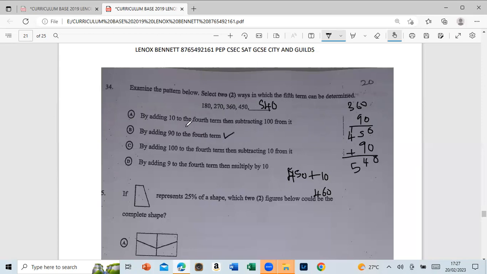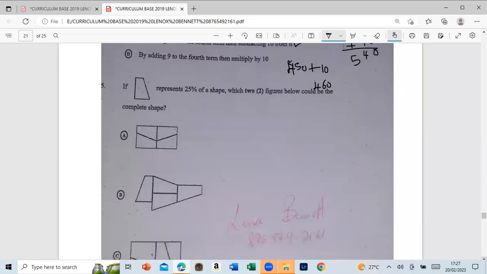By adding 90 to the fourth term, that would be correct. That's the pattern. And it says by adding 100 to the fourth term and then subtracting 10 from it. So that is indeed these two. So that will be B and C. So these will be our answer to get the fifth term. Adding 100 and then subtracting 10 from it is the same as adding 90. So guys, when you reach this stage, read them very carefully.